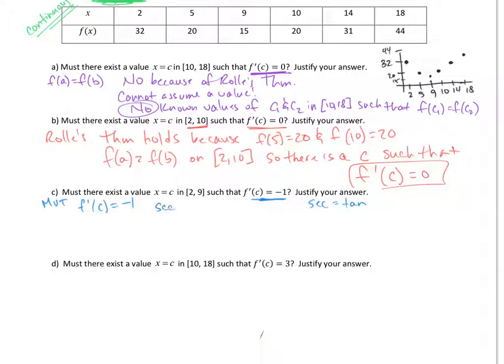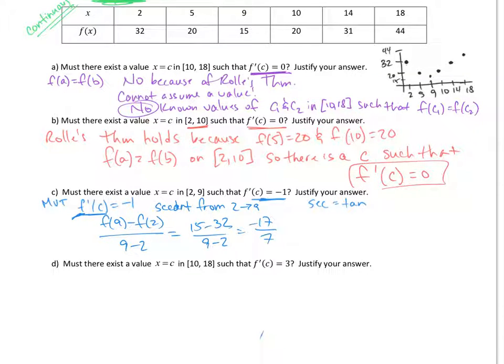And again, we're looking at the secant from 2 to 9. So in this case, I need f of 9 minus f of 2 over 9 minus 2 to be equal to this f prime of c value. Well, let's work this out. I end up with 15 minus 32 over 9 minus 2, which gives me -17 over 7. So when I'm looking at this from 2 to 9, I cannot assume that anywhere in there I'll get a slope equal to -1. This is approximately, if you work this out, -2.43.